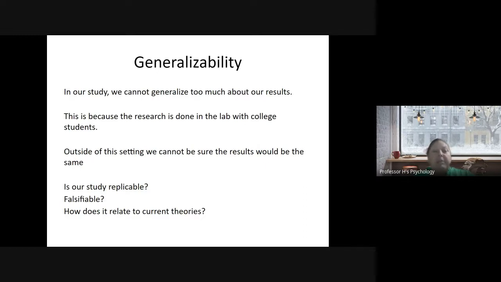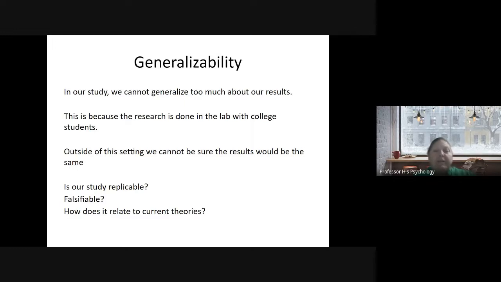Is our study replicable? Yes, it is. Somebody else can do that same study and they would come up with very similar findings. Is it falsifiable? Yes, there was a possibility that our control group and our experimental group would have no difference. That possibility was there, so it was falsifiable.